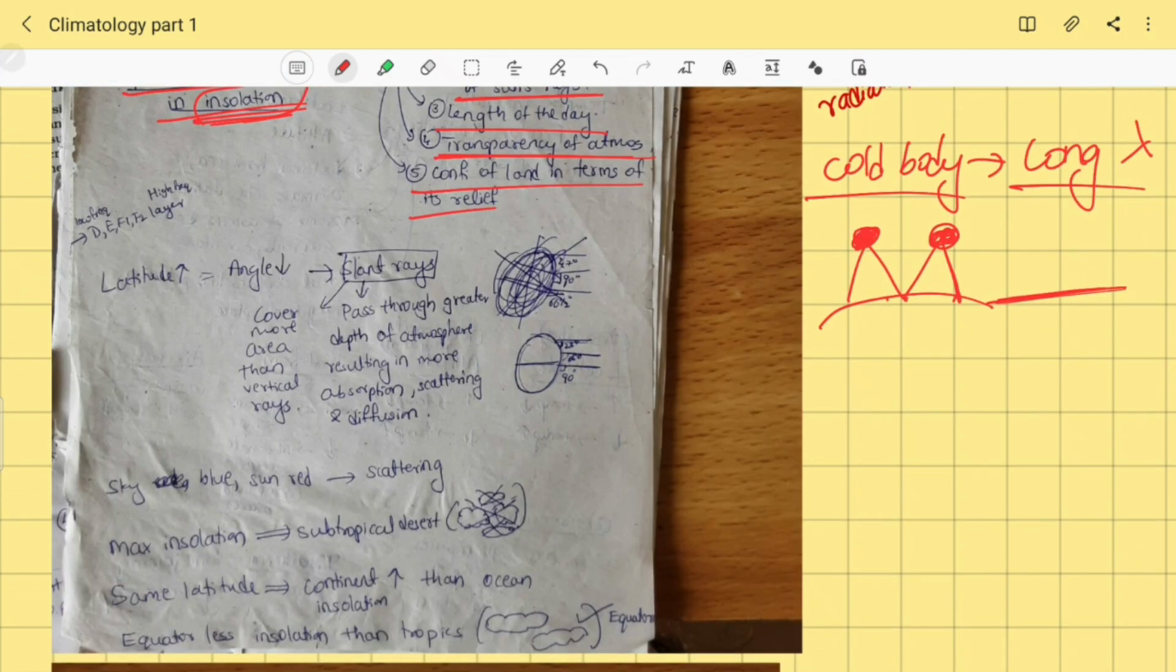And one more thing you need to remember is maximum insolation is seen in subtropical desert because there are no clouds present in subtropical desert. This can be asked as one MCQ. Like, maximum insolation is seen in subtropical desert.